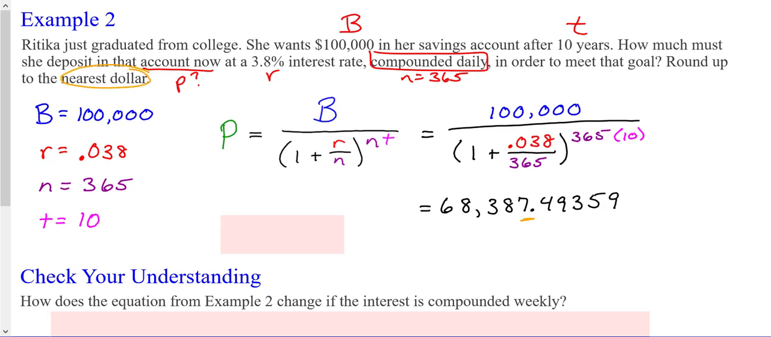Now, they said round to the nearest dollar. So that means we're looking at the 7, and the digit after it. So the 4 tells us it just stays the same. So she would need approximately $68,387.